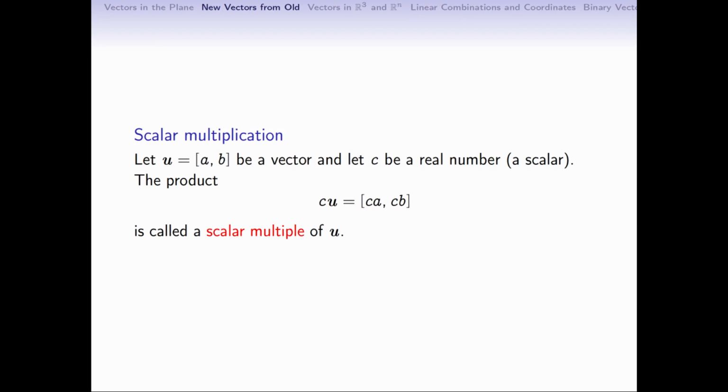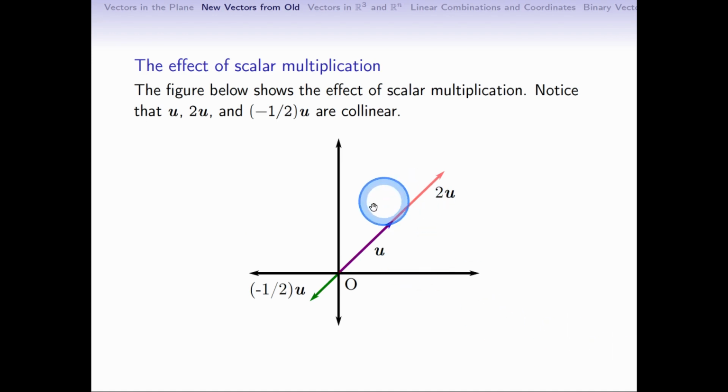Now let's look at the effects of scalar multiplication. So let's picture an original vector u here in blue, and I want to think first about what happens when I multiply by the scalar 2. So I want to form a new vector called 2 times u. And the effect is going to be to take each component of u and multiply it by 2. And so the effect is going to be that this new vector will point in exactly the same direction as u, but it will now be twice as long.